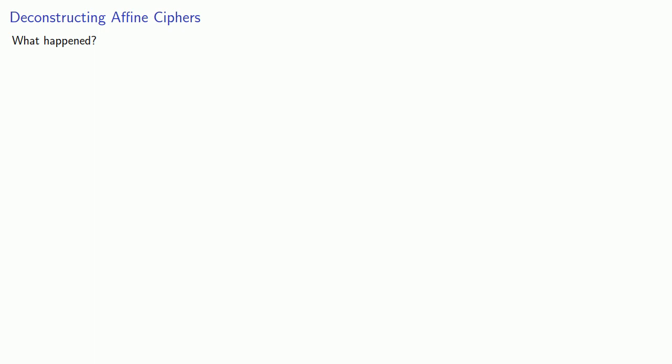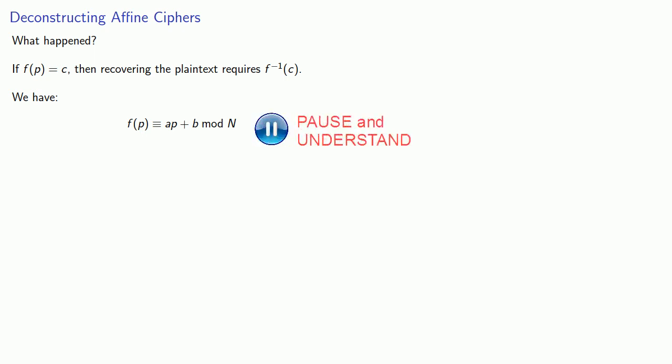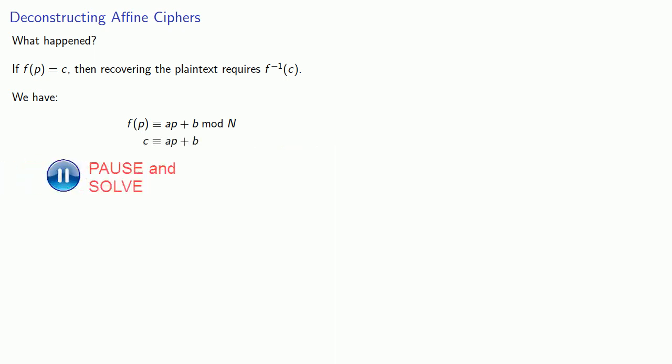So why did this happen? Let's think about that. If f of p is equal to c, then recovering the plain text requires finding f inverse of c. Now our affine cipher is defined as a linear function of the plain text, f of p equals ap plus b mod n. So if we get our ciphertext c, we need to solve this congruence for p. And in the course of solving the congruence, we find that we need a inverse.